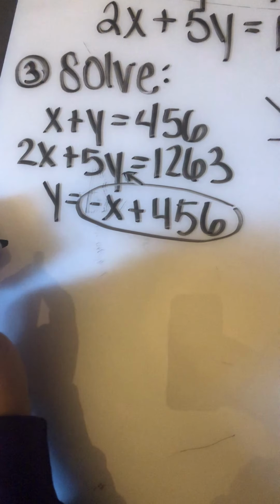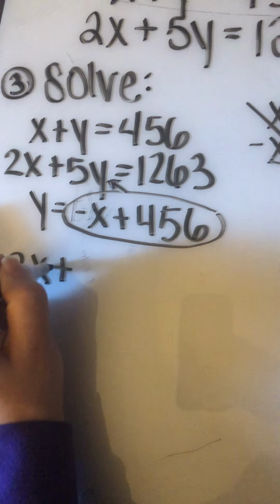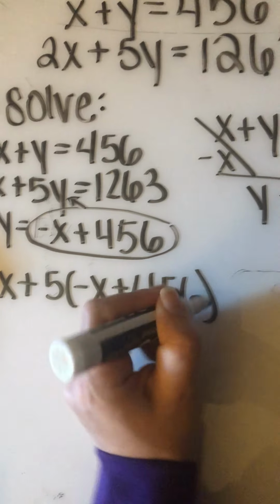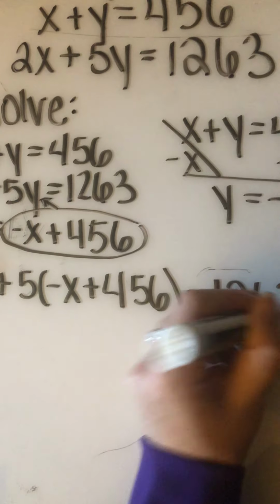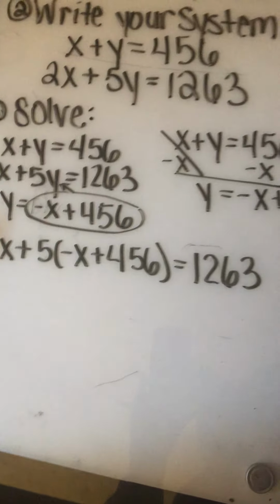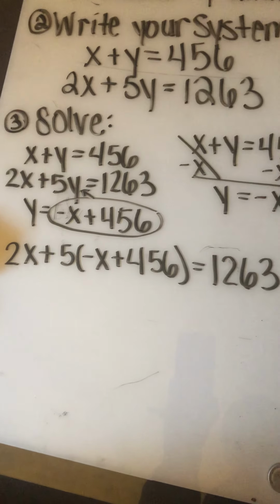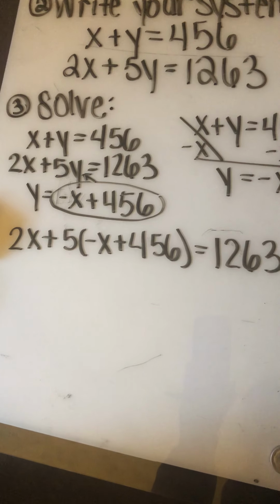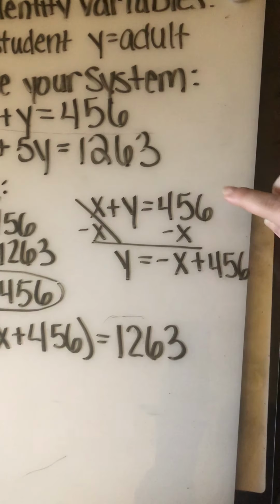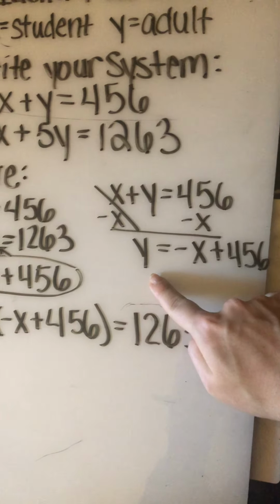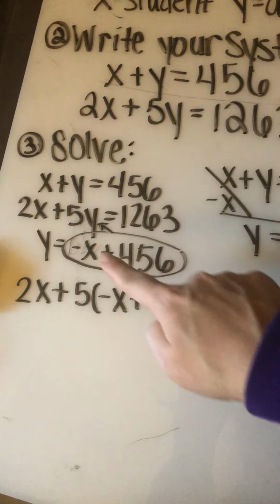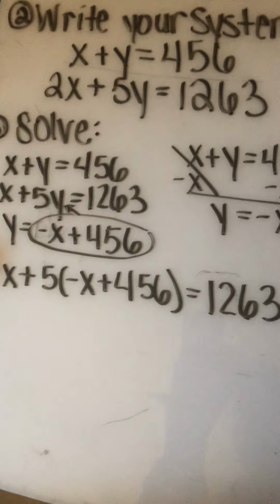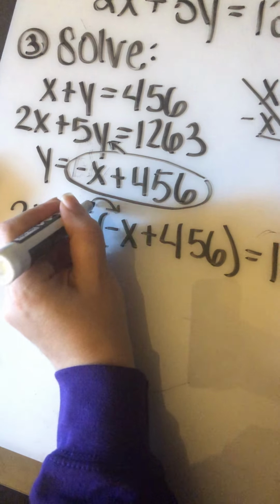So that new equation would look like 2x plus 5 times negative x plus 456 equals 1263. Okay, very long equation, but nothing we can't handle. Okay, so again, I took my system, I looked to see which one would be easier to isolate one of the variables. It was obviously my top. I inversed the x to isolate y. I then took what y equals and substituted in place of y. So now we have to distribute, combine, inverse, inverse. I'll model that for you here.